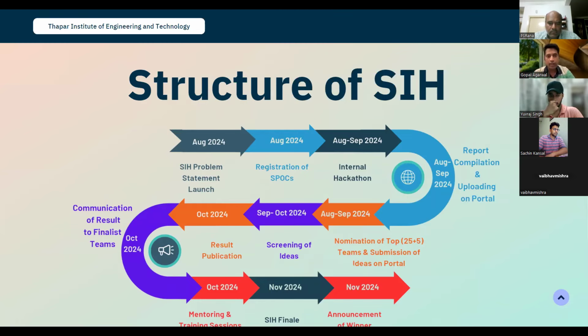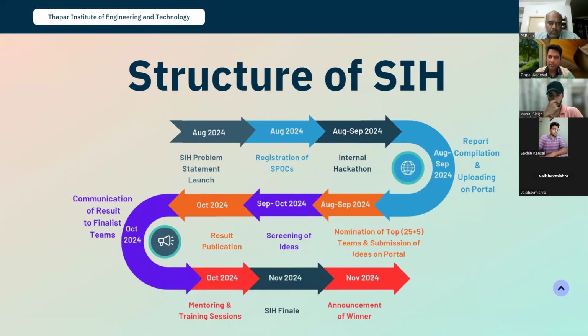And to present that one idea, you have to build a very simple presentation. That presentation has to have only 2 pages. We'll share the structure of that presentation with you as well. So after you make that presentation and you develop your idea, you have to participate in this internal hackathon.